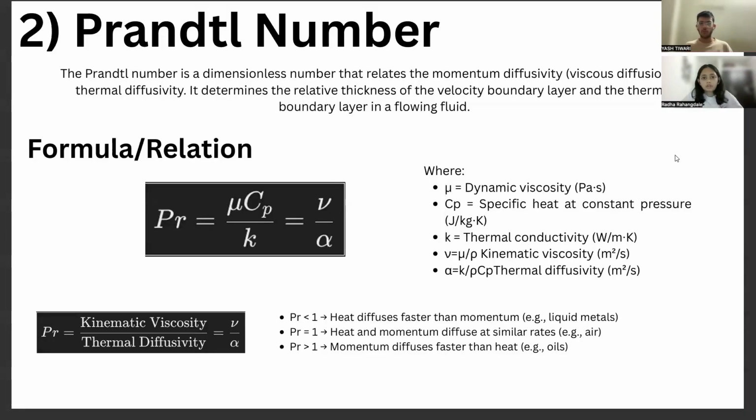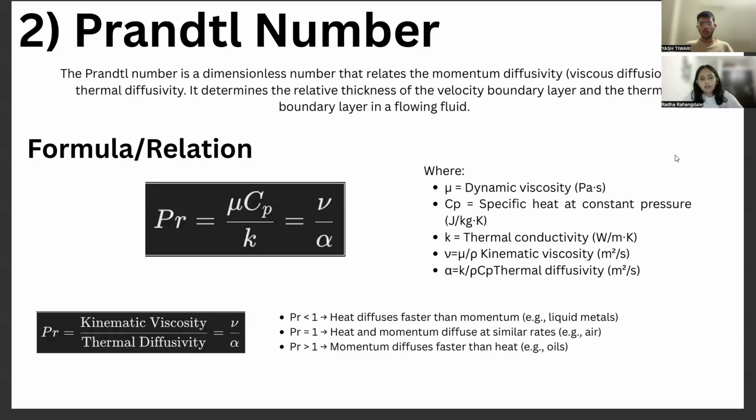So, now we are going through Prandtl number. Prandtl number is a dimensionless number that relates the momentum diffusivity, which is also viscous diffusion, to thermal diffusivity. It determines the relative thickness of the velocity boundary layer and the thermal boundary layer in a flowing fluid. Simply, we can summarize it as Prandtl number is just a ratio of momentum diffusivity to thermal diffusivity, which we can write as mu Cp by K.